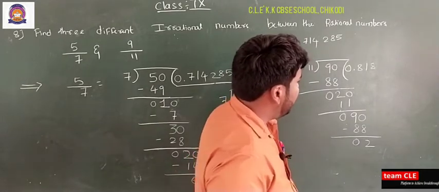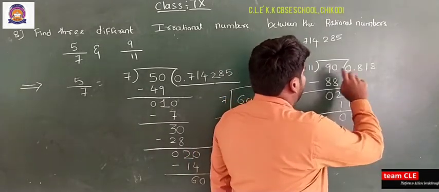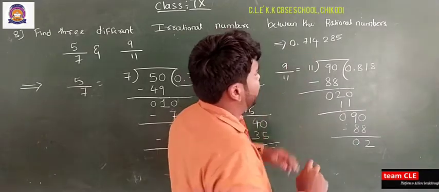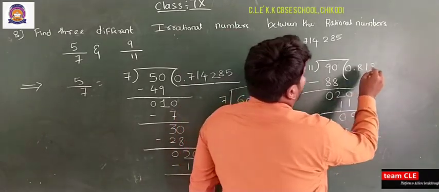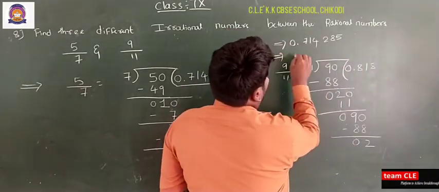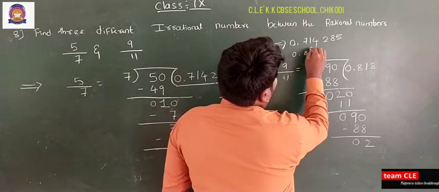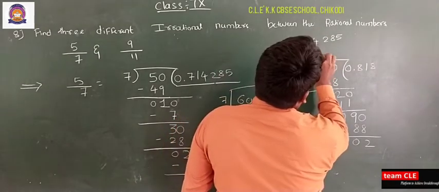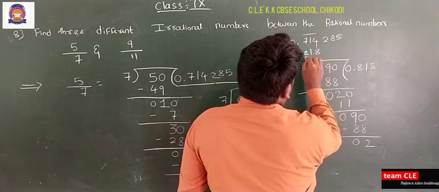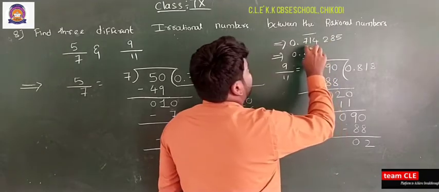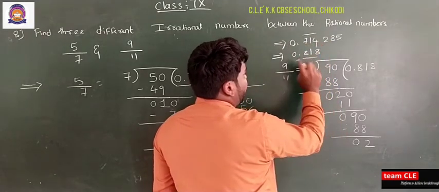So just stop here. We are getting 0.818, and the other one is 0.714. Just include the last 3 digits for this decimal. So one more you are getting 0.818. So just see the last 3 decimals in between 0.7 and 0.81.